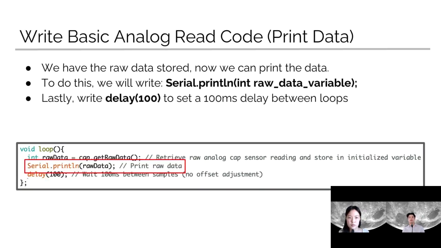Now that we have our raw data stored within the rawData variable, we can perform a basic analog write, correct? Yes, we will do that by printing the data. Now that we have it stored, we can do a println and print out the actual reading. We will do that repeatedly every 100 milliseconds.